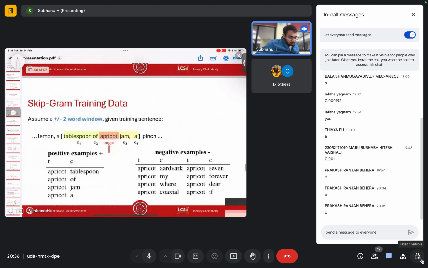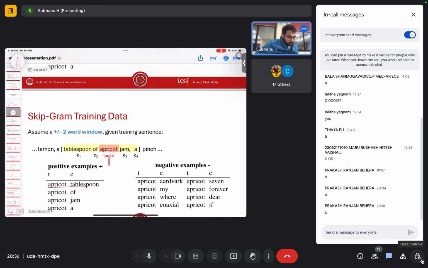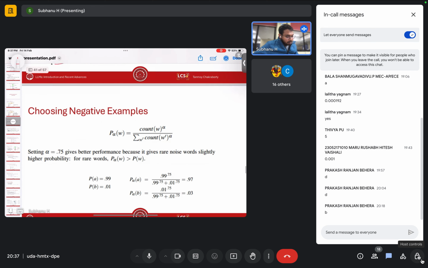Basically these will be the positive samples: apricot and tablespoon, apricot plus of, apricot plus jam, apricot plus a. So these are the positive samples. And what are the negative samples? Apricot plus aardvark, apricot lemon, apricot a, apricot pinch. So these are the negative samples. Using these positive and negative samples, we can find out the probability of choosing a negative sample.